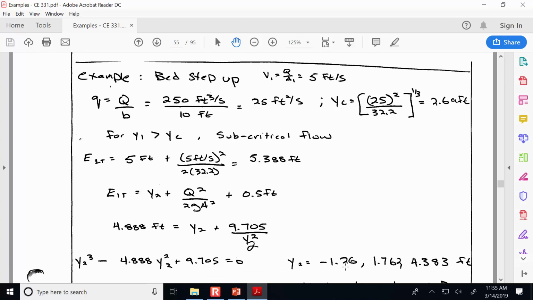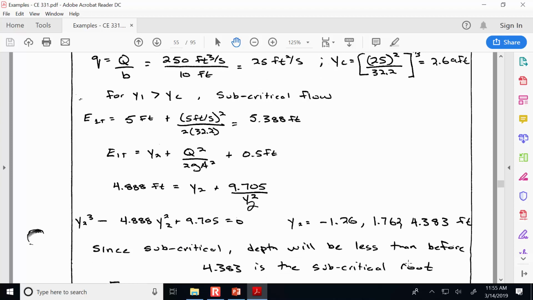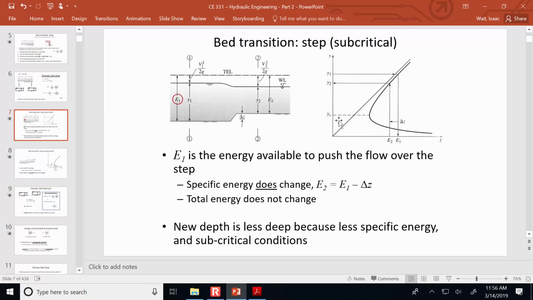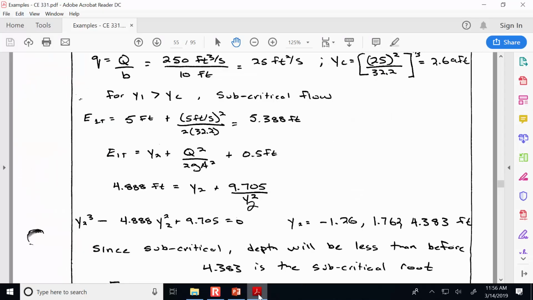the negative root, which we immediately reject, and then we can choose between the supercritical and the subcritical alternative, and we choose the subcritical because it was subcritical upstream. It'll stay subcritical. So what this step caused is that the depth is going to go from the initial depth of 5 feet, and now it's decreasing in depth. And that is what we would expect according to that same process that we went through here, that if you were in the subcritical range, a step up causes the depth to decrease. So our calculations match what we'd expect from the specific energy diagram.